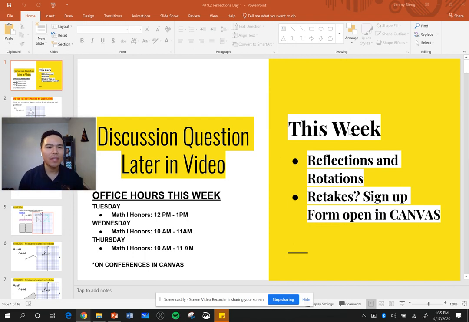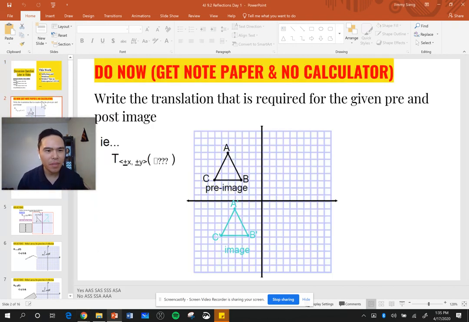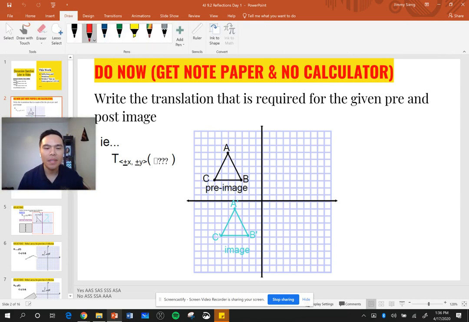Other than that, let's get to the lesson. For warm-up, just like before, we were doing translations, so let's get our memory refreshed with that, and then we'll start doing some other stuff with reflections today, okay? I need to write the translation that's required for the given pre-image and post-image. Remember, translation just means a slide, or how far away the pre-image moved to the image, right?